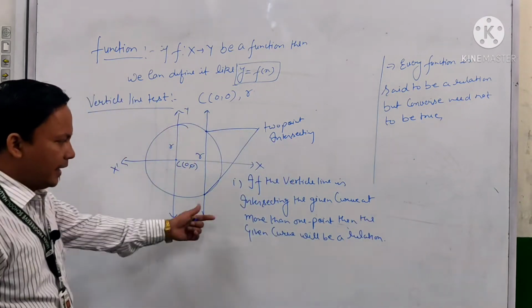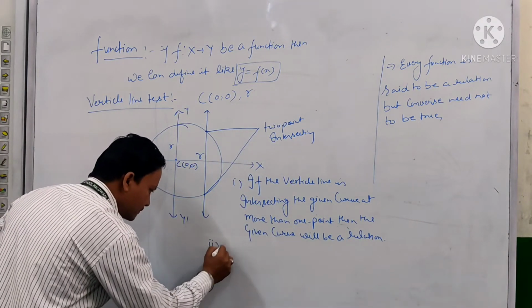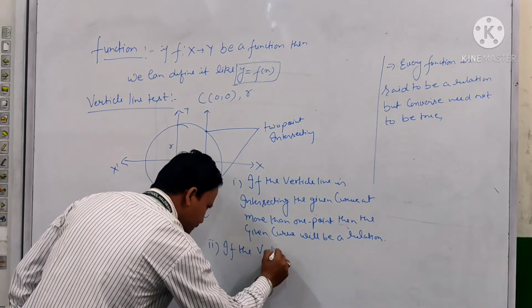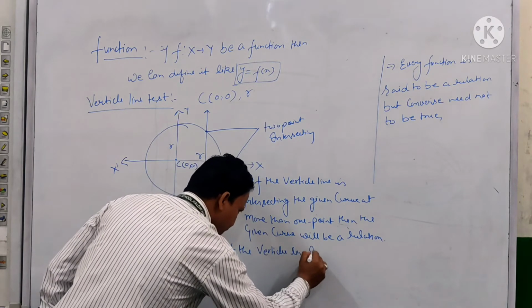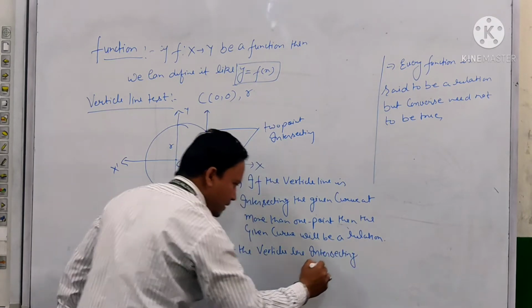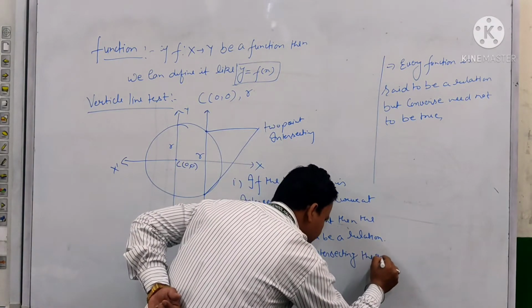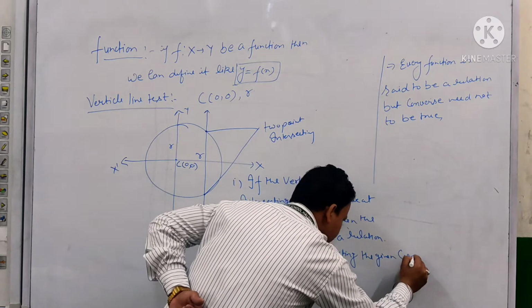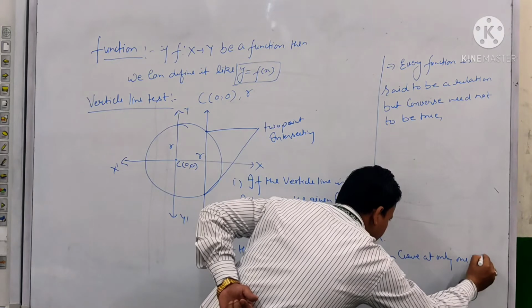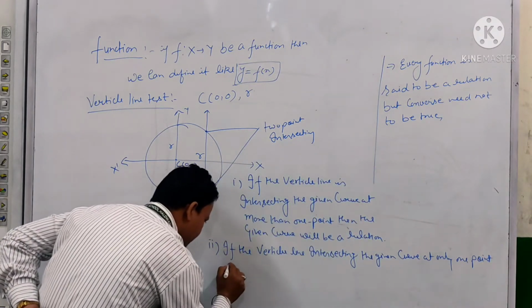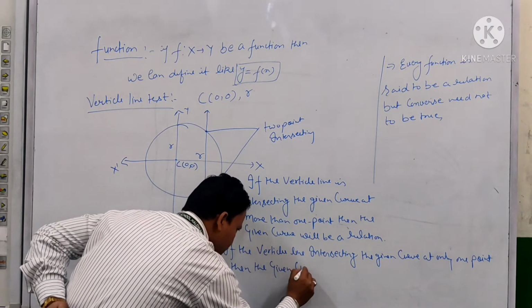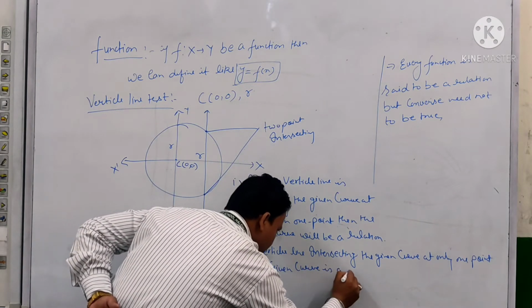Okay, and if the vertical line is intersecting the given curve at only one point, then the given curve is a function.